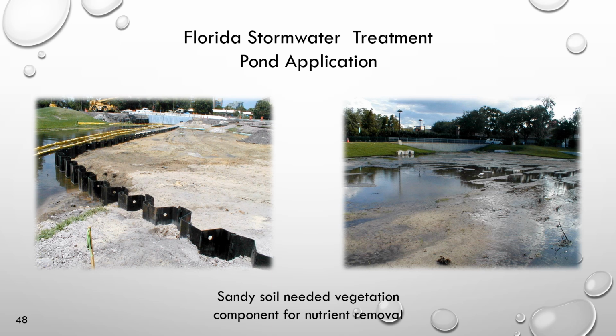So this next application isn't necessarily demucking, but it was adding the granular PAM to some kind of waterlogged soils and shows the effectiveness in helping to establish vegetation. So this was a Florida stormwater treatment. It was a pond application. They had sandy soil and they were looking to establish vegetation in this stormwater pond that was going to be used for nutrient removal.